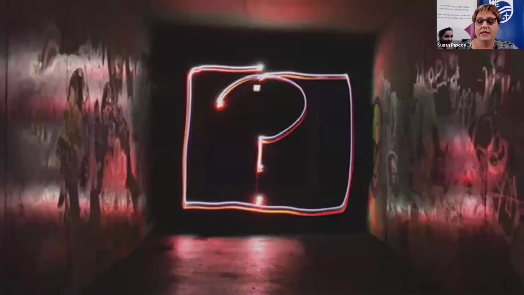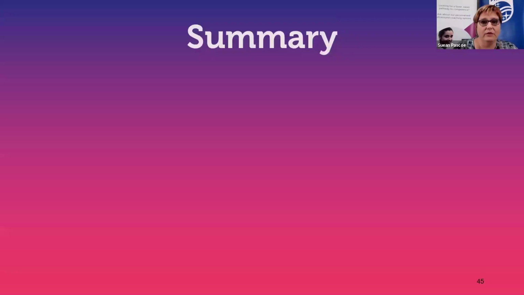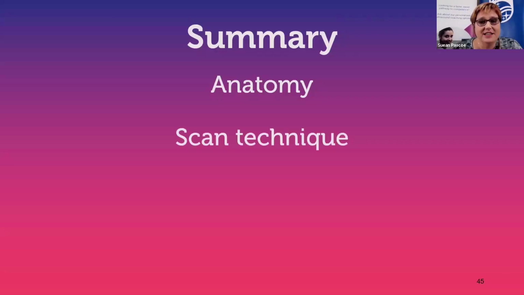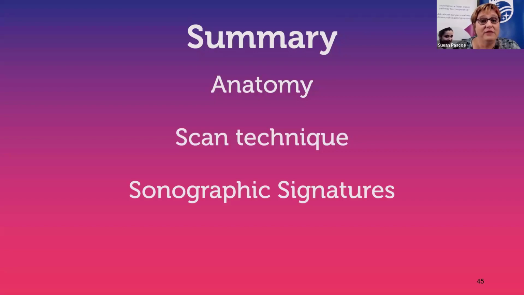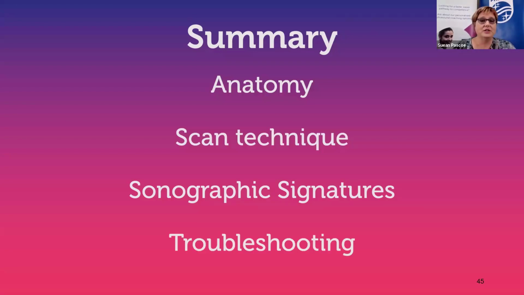Well, excellent. Has anyone else got any other questions? I might then just wrap up with a quick summary of what we've covered here. We did a quick whirlwind tour of the anatomy. We've given you some tips and tricks for scan technique. We've looked at the sonographic signatures, in particular of renal calculi, hydronephrosis, and some simple cysts. And we've briefly touched on some troubleshooting techniques so that you can improve your imaging.